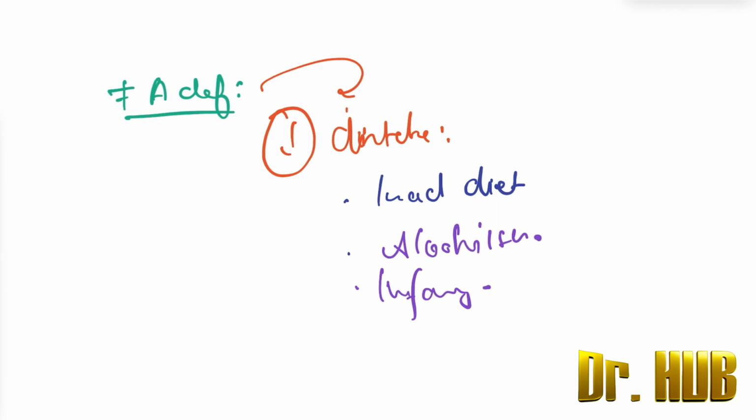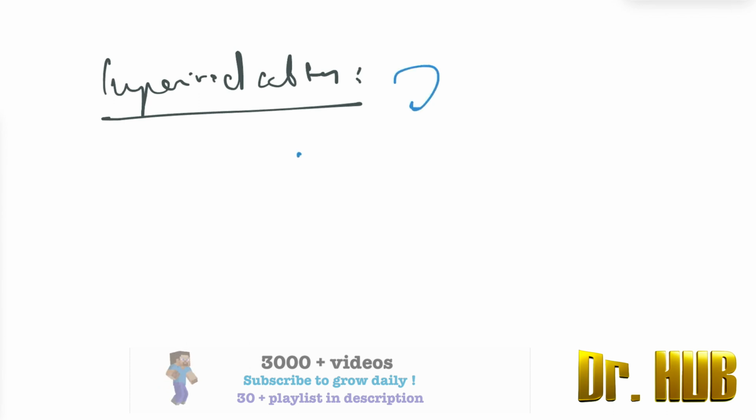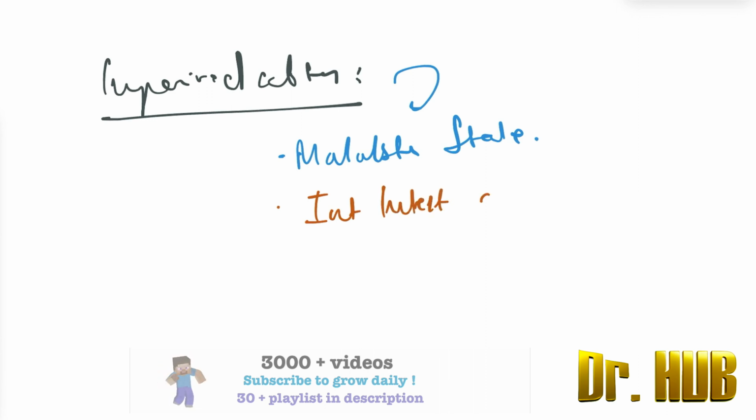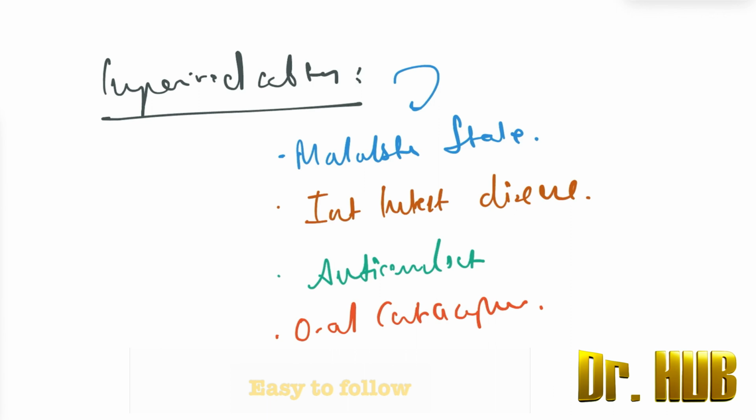Next we move on to impaired absorption. In case of impaired absorption, this can include malabsorption states, and intrinsic intestinal diseases. It can also include anticonvulsants as well as oral contraceptives. This is all under impaired absorption.